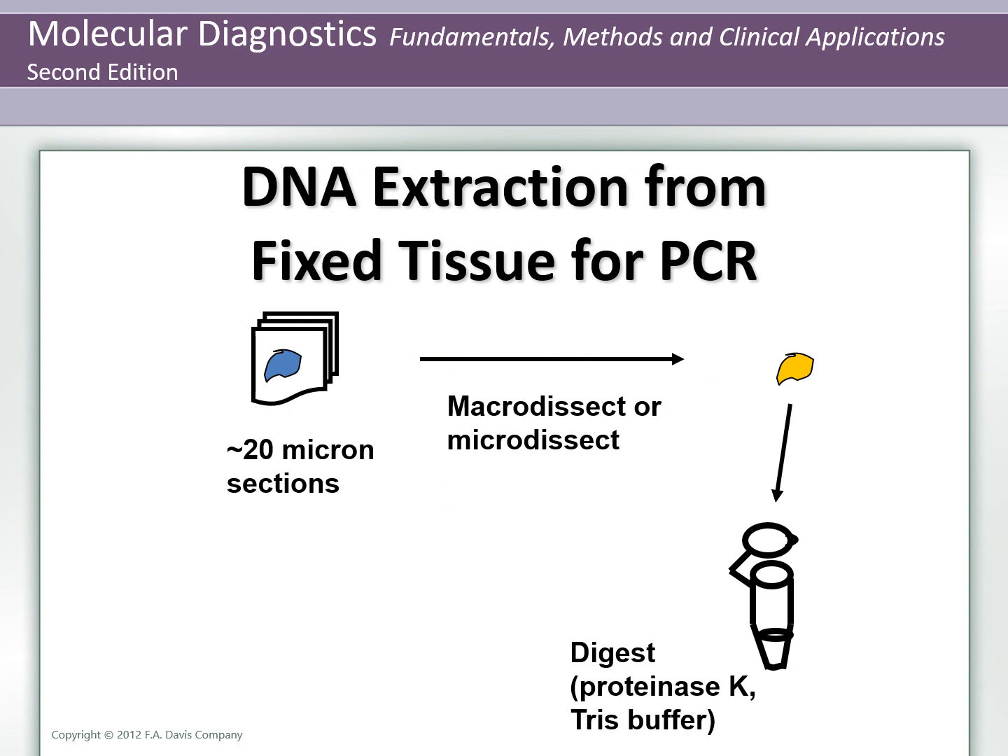This schematic is just an example showing DNA extraction from fixed tissue for PCR. Here we have sections from a histological preparation that are then macro- or microdissected and can be used for digestion with proteinase K or Tris buffer. After the sample is processed, it can then be used for PCR testing.